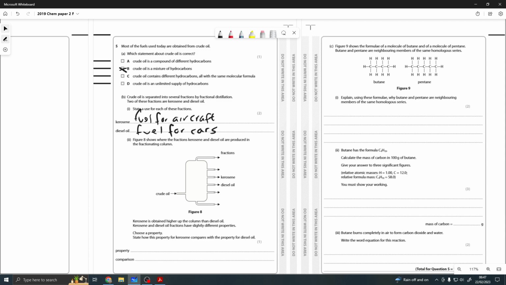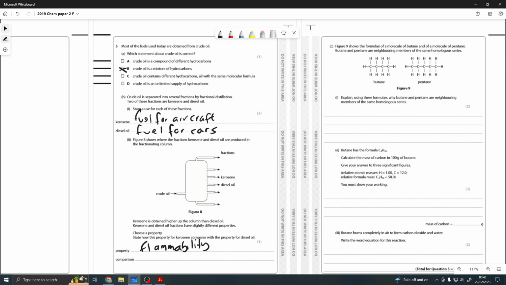Hopefully you've learned those. Now, it says kerosene is obtained higher up in the column than diesel oil. Kerosene and diesel oil fractions have slightly different properties. Choose a property and state how this property for kerosene compares with the property for diesel oil. So as you go up, for example, they get more flammable. So we will say flammability.